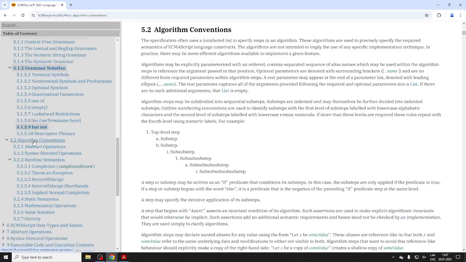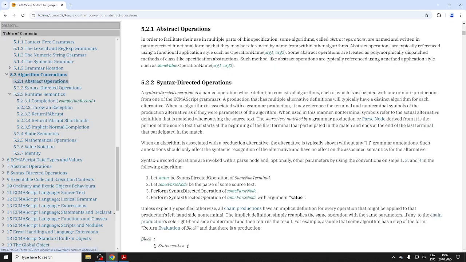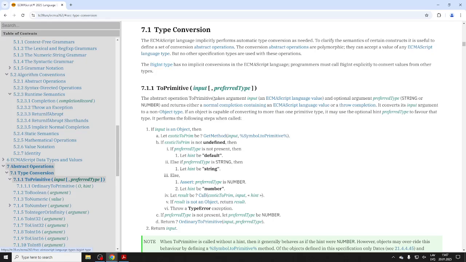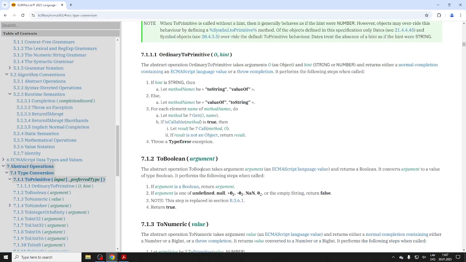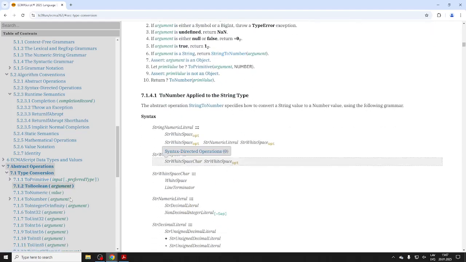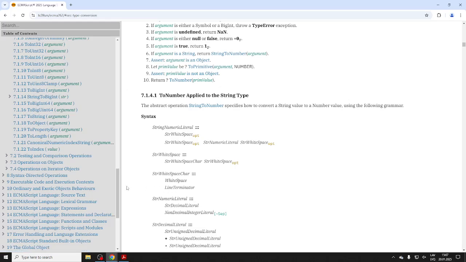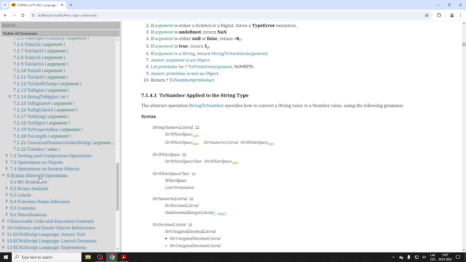Abstract. So, algorithm conventions, okay? So, abstract operations, basically. To facilitate some algorithms, they call them in abstract format, basically. So, abstract operations here, type conversion, basically. So, ToPrimitive, they define this. ToBoolean, right? They define what these things do, basically, and that's what you do in a real language implementation. How about syntax? I want to see if we can find the syntax.